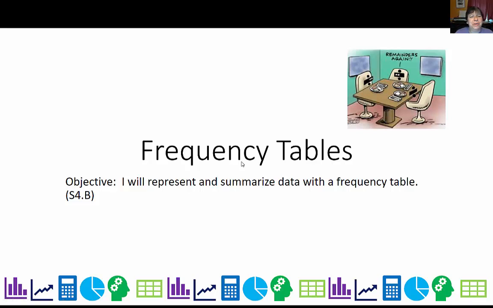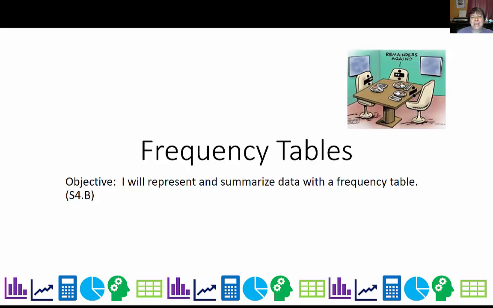Couldn't find a really great math joke on tables, but I found one with a table in it, and they say, "Oh no, remainders again." Get it? Leftovers.